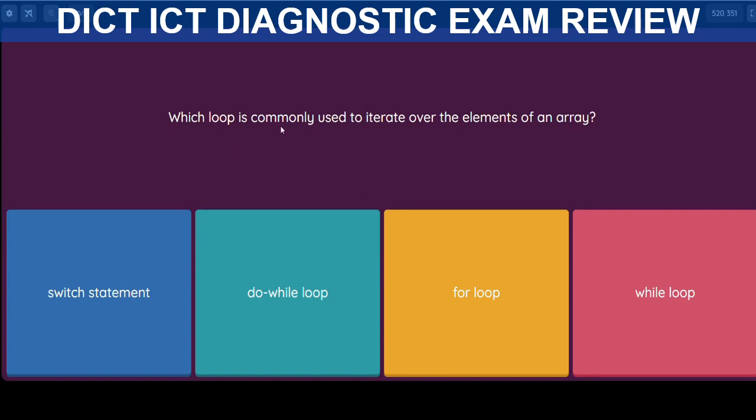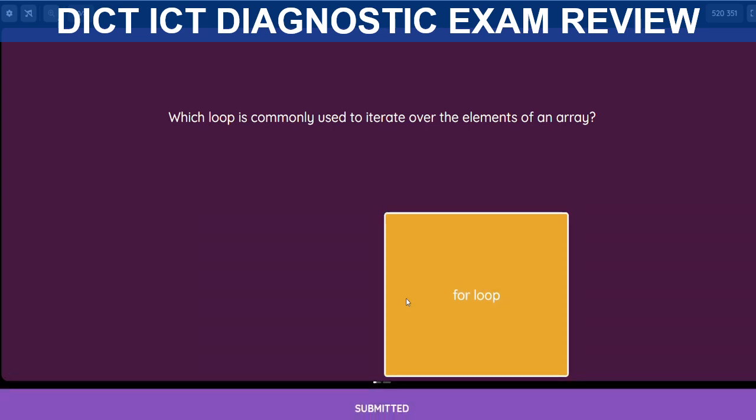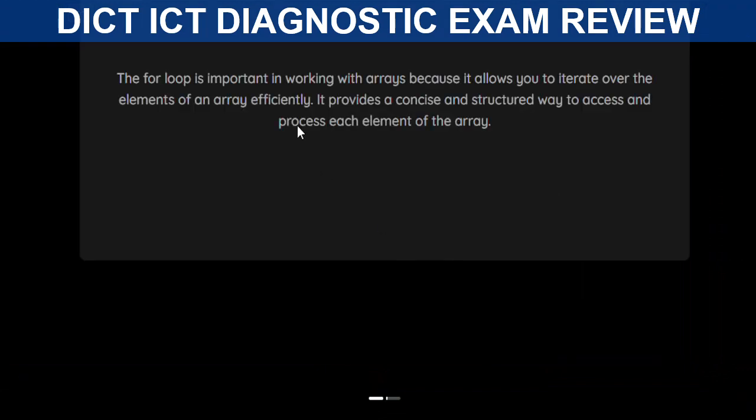And lastly, which loop is commonly used to iterate over the elements of an array? The choices are switch, do while, for loop, and while loop. So, for loop. A for loop is commonly used in working with arrays because it allows you to iterate over the elements of an array efficiently. It provides a concise and structured way to access and process each element of the array.